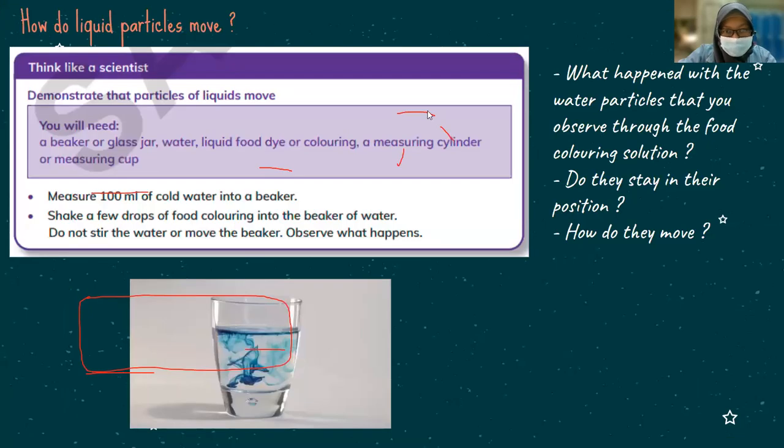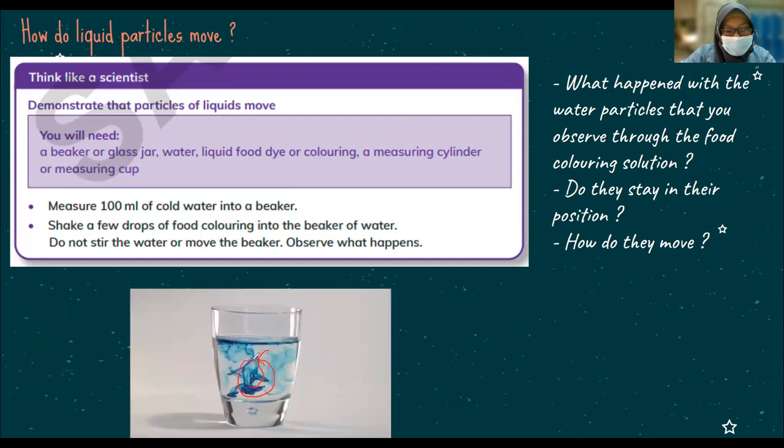Okay, so this experiment, if you still remember, we tried to prove that liquids spread. The particles of liquid are not packed tightly, so they can spread. You can see from the food coloring that you drop into the water that they spread.